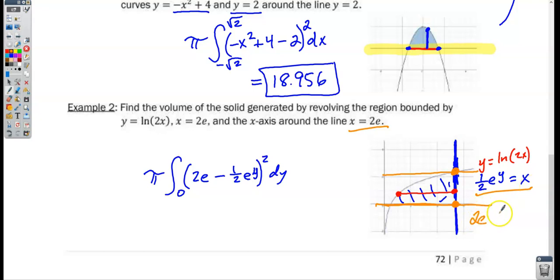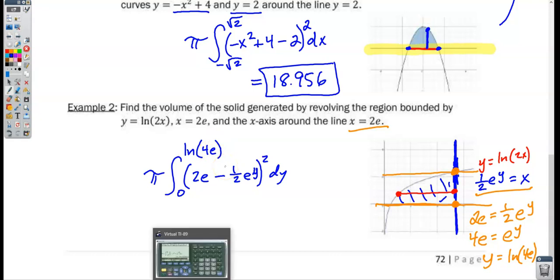We've got 2e is equal to 1/2 e to the y. So multiply both sides by 2, so 4e is equal to e to the y. Take the natural log of both sides. I get y equals the natural log of 4e. Do I want to simplify that? I don't really feel like I need to. This is going to be the natural log of 4e.